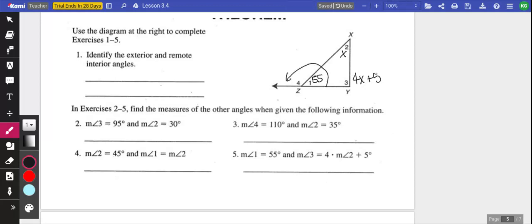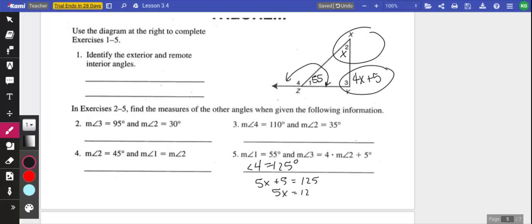Now, linear pair tells me that these two must be 180. So 180 minus 55 gives me 125 for angle 4. Then I know that these two added together should equal the 125. Combining like terms gives me 5x plus 5. Subtract the 5 to get 120. And 120 divided by 5 gives me 24 for x. So that's angle 2. Then angle 3 is 4 times 24 plus 5, which is 101.